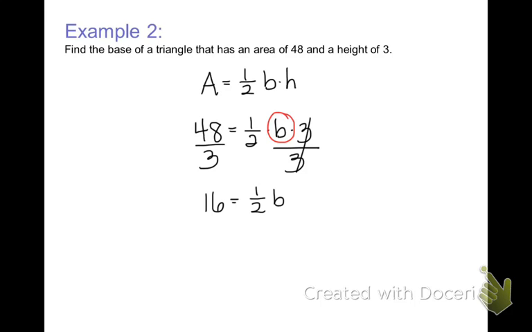How do I do that? Multiply by? Yeah, what's the reciprocal of 1/2? 2. So I'd multiply by 2 on both sides, because that will cancel the 2 over here. Now I have 32 equals the base. So I am done.